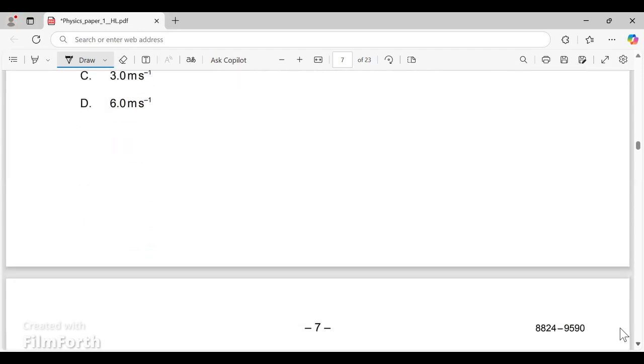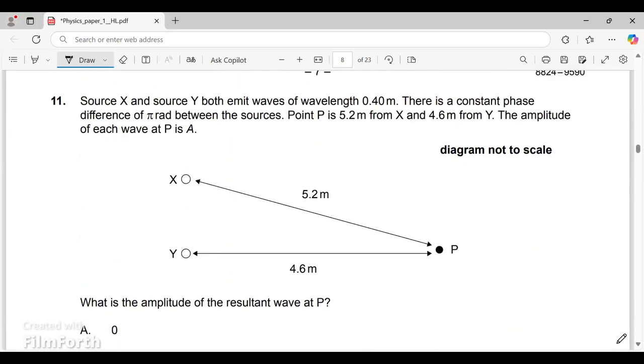Next question. Source X and source Y both emit waves of wavelength 0.4 meters. There is a constant phase difference of pi radians between the sources. Point P is 5.2 meters from X and 4.6 meters from Y. The amplitude of each wave at P is A. What is the amplitude of the resultant wave at P?